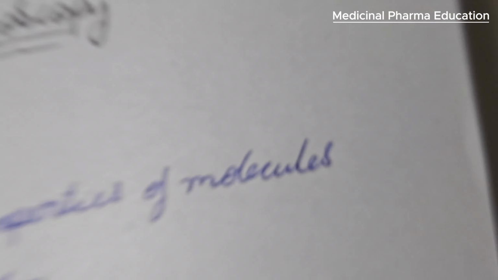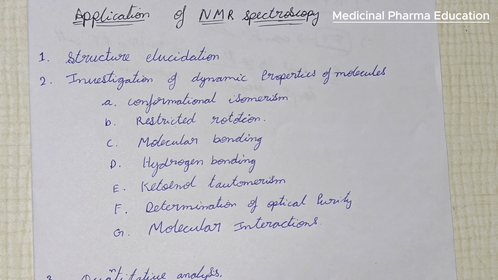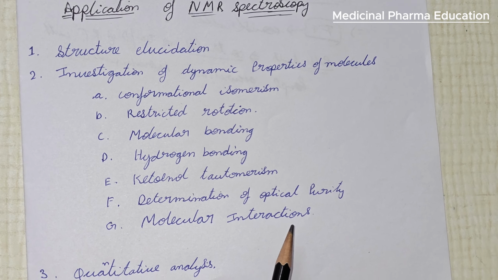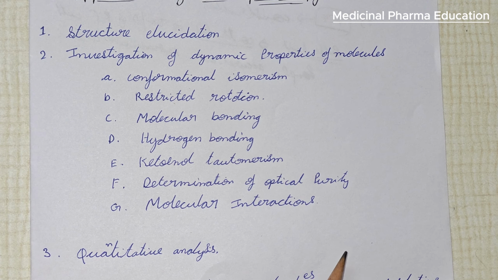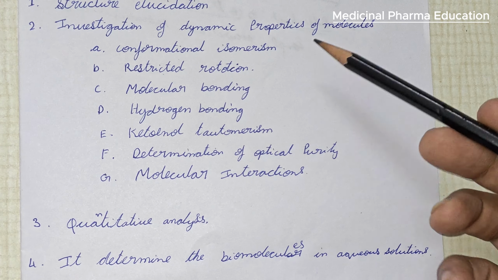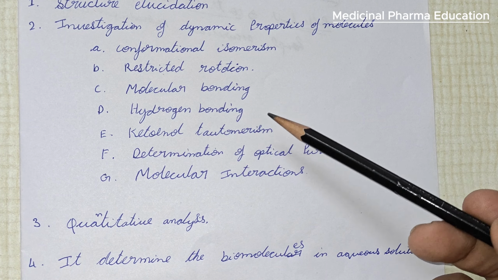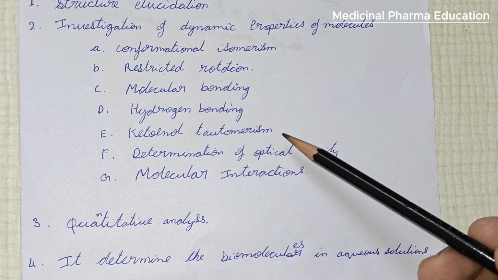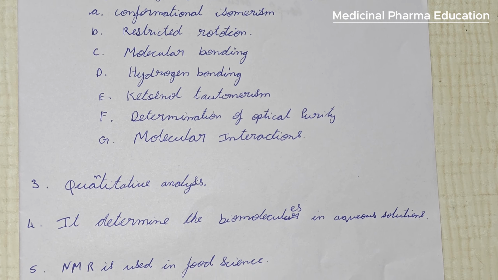Next, we will discuss the applications of NMR spectroscopy. There are many applications. You will see structure elucidation. There is nothing to explain. You just write down the points and write in your exam. Investigation of dynamic properties of the molecule, and these are dynamic properties like conformational changes, restricted rotation, molecular bonding, hydrogen bonding, keto-enol tautomerism, determination of optical purity and molecular interactions.